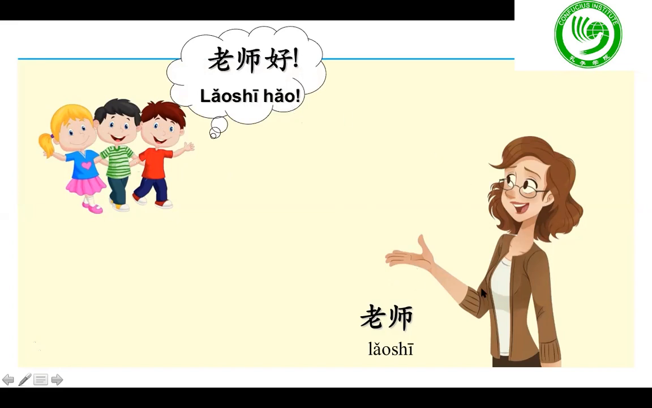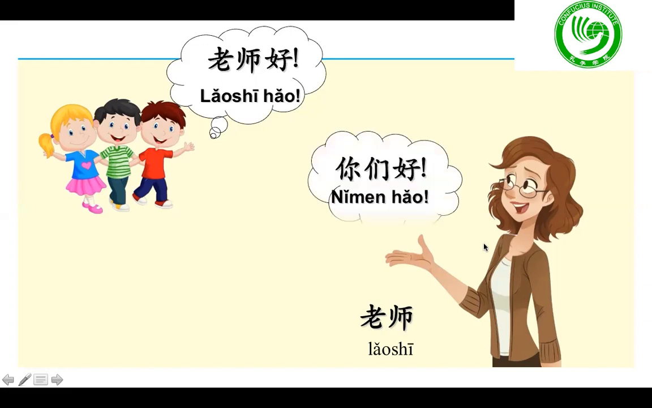And the teacher wants to say hello to the kids. Remember, it is more than one person, right? They are more than one kid. So, the teacher should say, 你们好. 你们好. Okay, now you guys say hello to me. You go first. 你们好. Now I go first. 你们好.